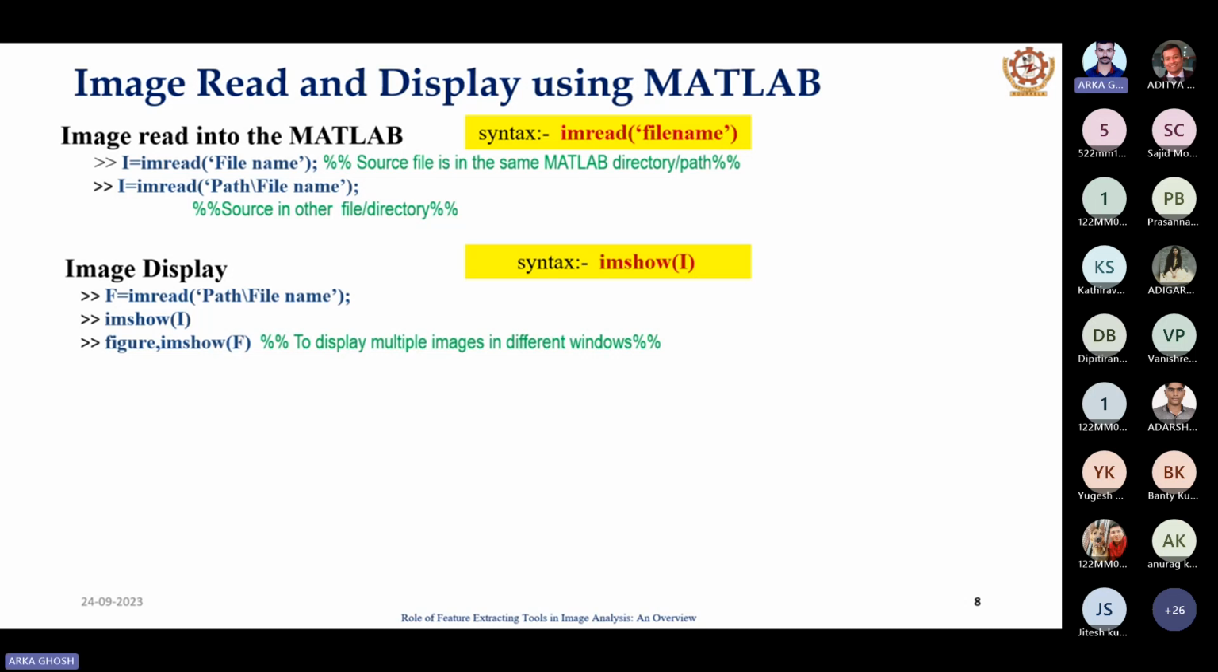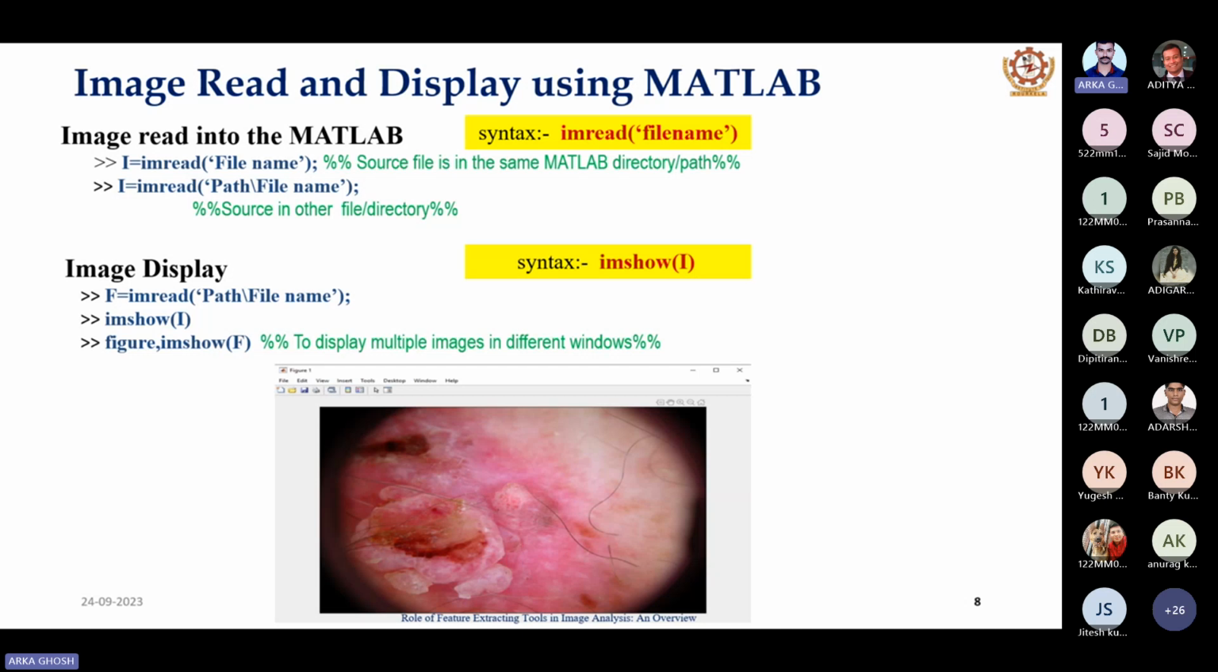Okay. Now, if we want to display multiple images, in that case, we need to write figure, comma, imshow. That means if I have images I1, I2, I3 like that, every time we need to write figure, comma, imshow I1, I2, I3 like that. Fine. So we can have multiple display of images. So in MATLAB, you will see the image will be displayed in this way.